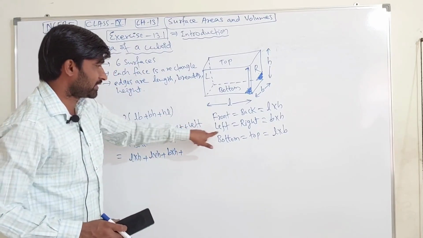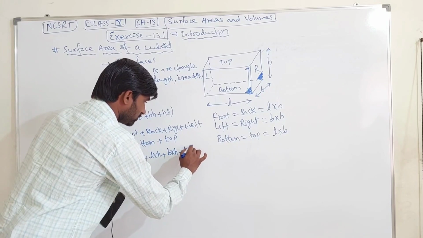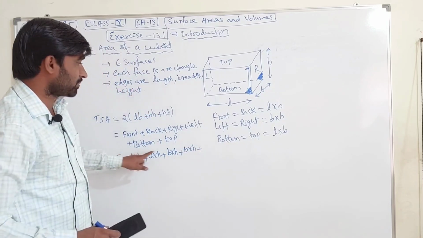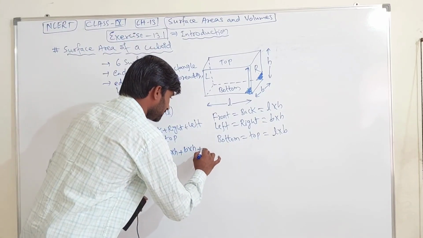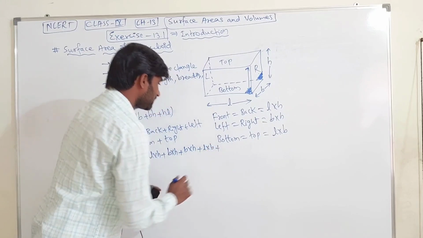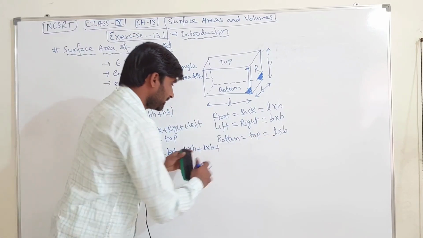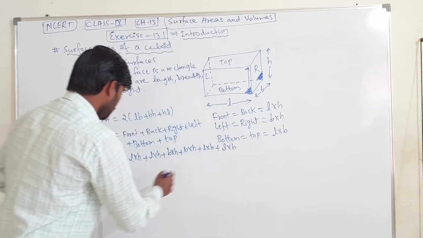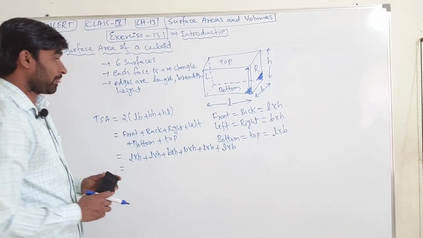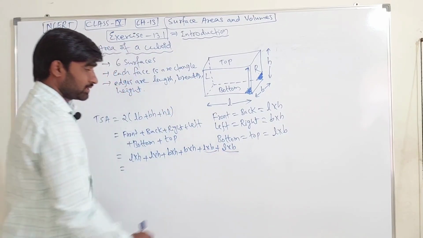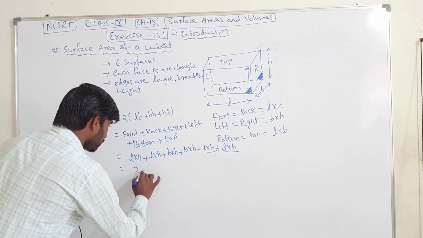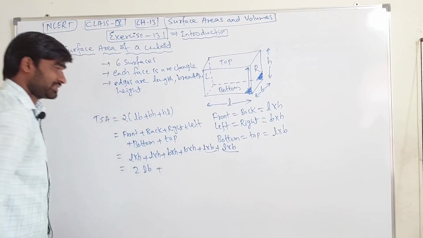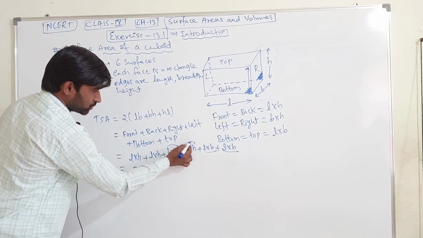Plus left area also, breadth into height. Plus bottom area, length into breadth, plus top area, length into breadth. So what answer will we get here? See, length into breadth is repeating 2 times. So we can write 2 times length breadth plus breadth height also 2 times repeating.